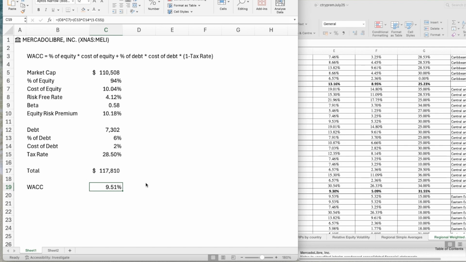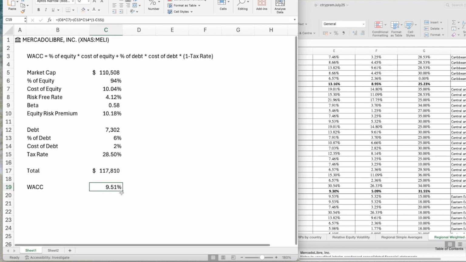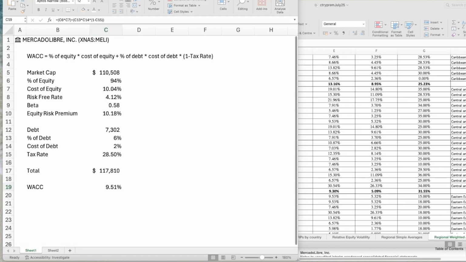So in the next video, we're going to build out the full DCF for MercadoLibre, so that we can hopefully find out what its intrinsic value is and, based on its ability to generate revenue and cash flows, whether it is a good buy or not.